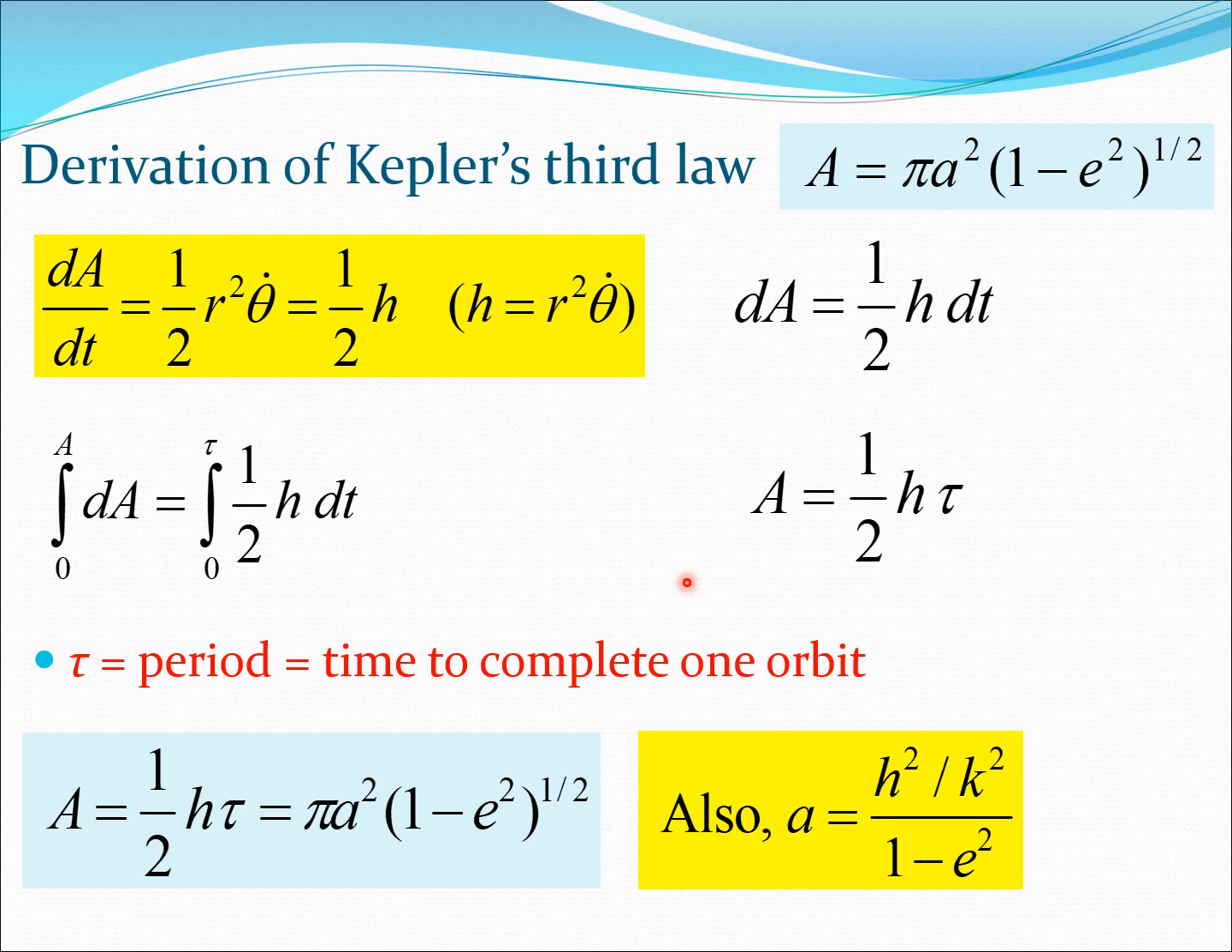So from this equation I can write A is half h tau, and then I have A already here, so I can write these two A's are both same. So I equate the half h tau to the pi a square 1 minus e square to the power half, this equation here. And also I keep in mind that a itself is given by h square by k square into 1 minus e square. So we are going to use these two equations in the next slide.